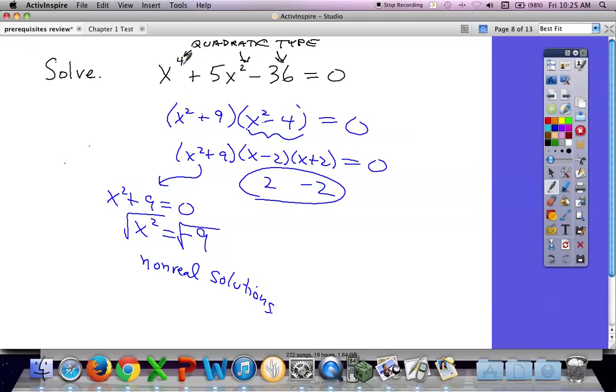Just recognize the pattern, and then it's just a matter of that same old logic. You know what? Two numbers, product is that, sum is that.